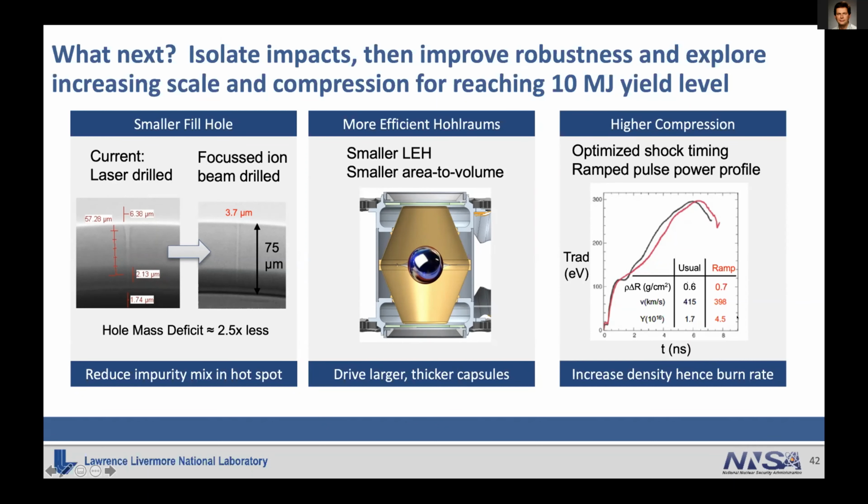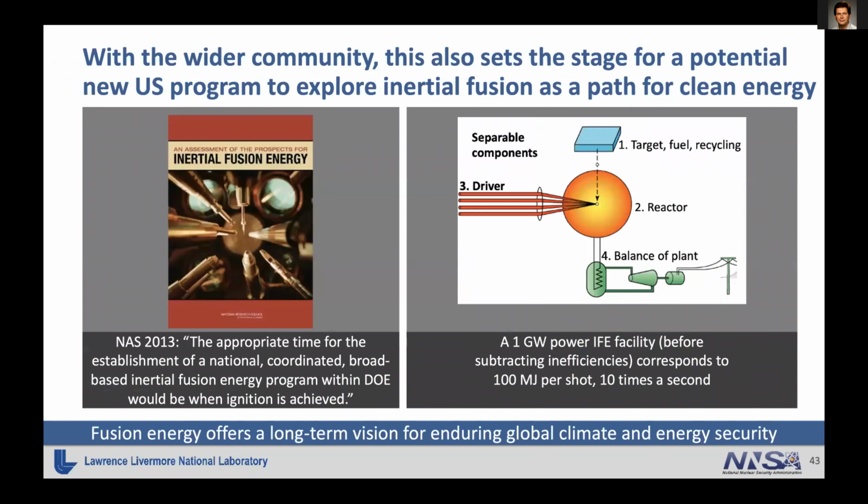So to basically end here, with a wider community, this also sets the stage for a potential new US program to explore inertial fusion as a path for clean energy. And our National Academy of Sciences said in 2013 that the appropriate time to start a new broad-based inertial fusion energy program was when ignition is achieved. And we're very close to that. And so talks are already starting here to reinvigorate the discussions.